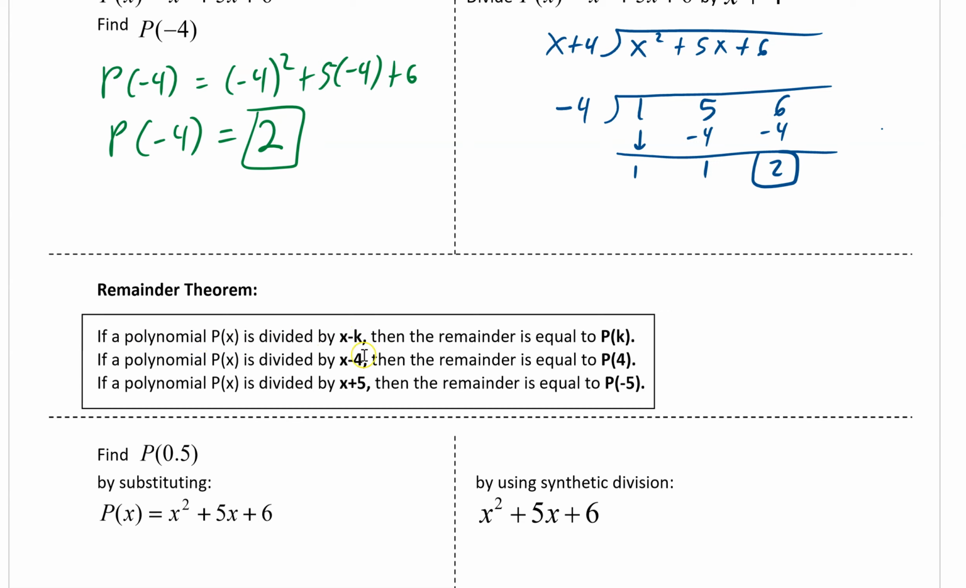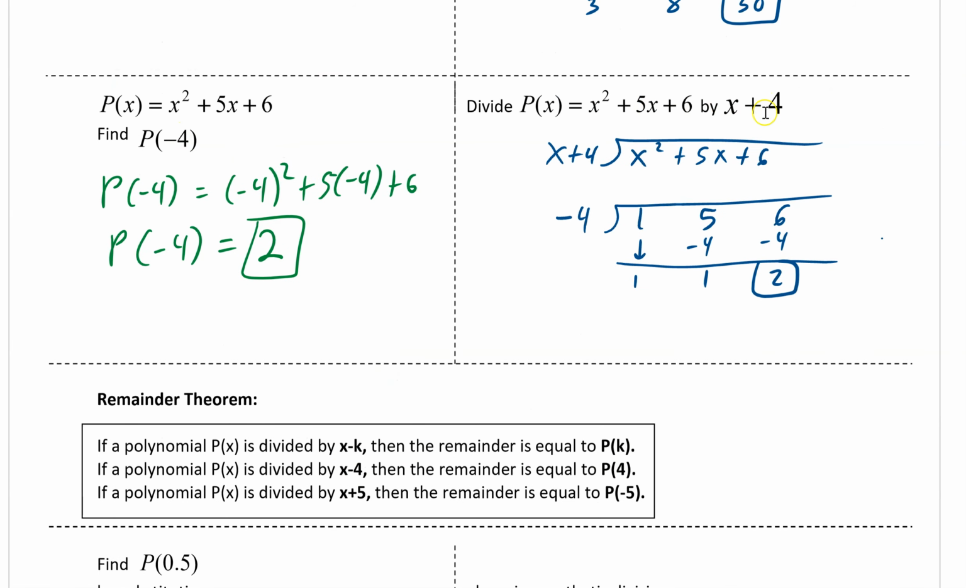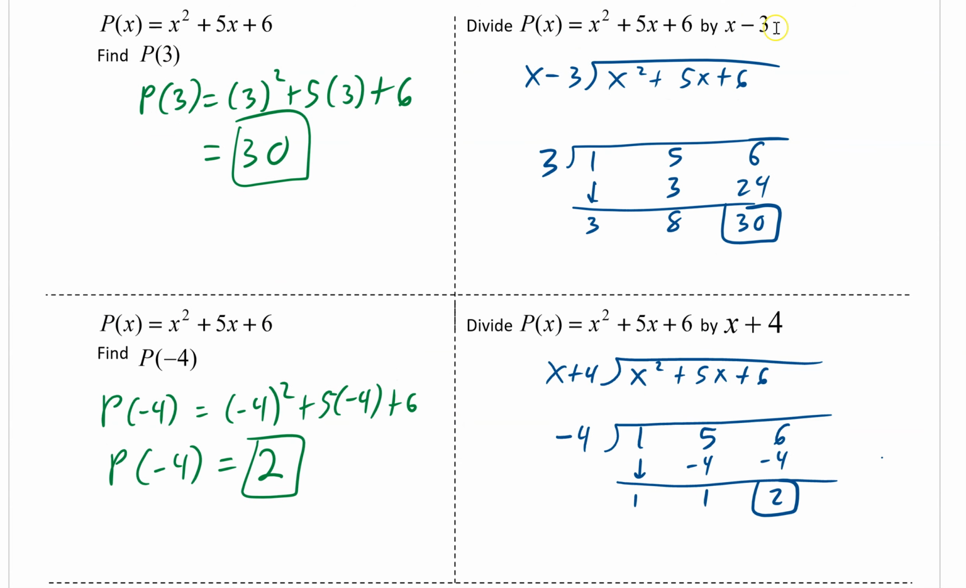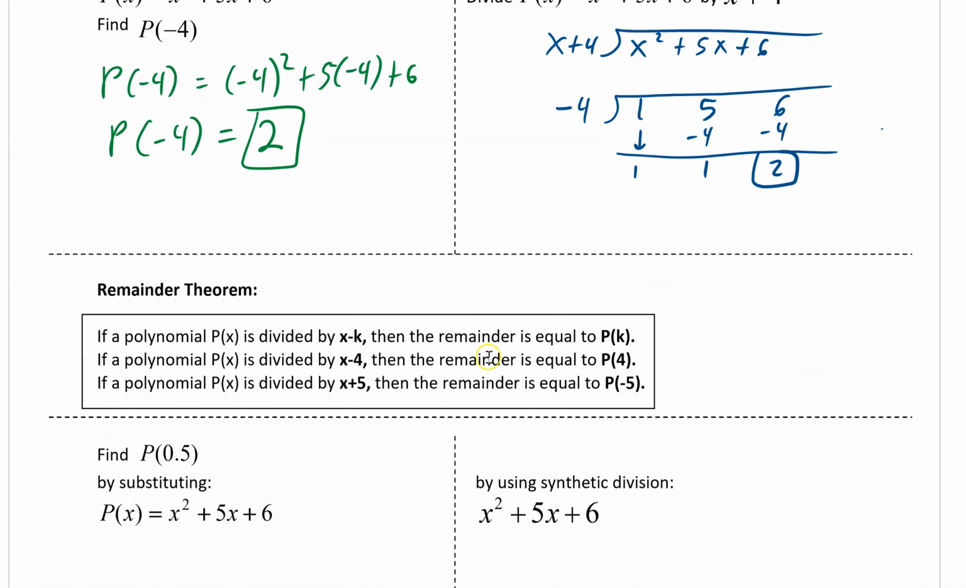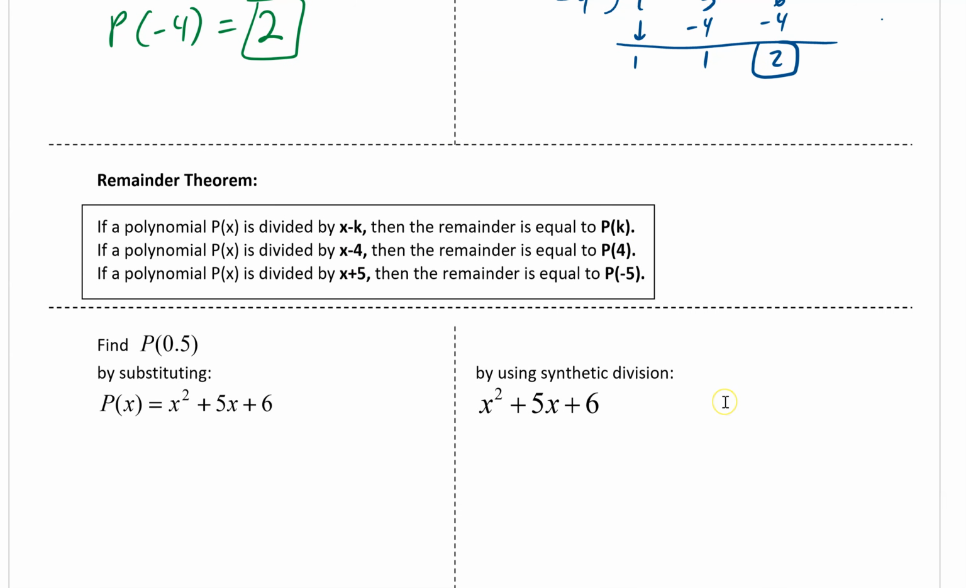See how it's the opposite sign? Because remember, these are your zeros. If I plug in 4, 4 minus 4, right? If I plug negative 4 in here, we get 0. If I plug 3 in here, we get 0. So if it's x minus 4 is divided, the remainder is going to be equal to p of 4. If you divide by x plus 5, the remainder will equal p of negative 5.